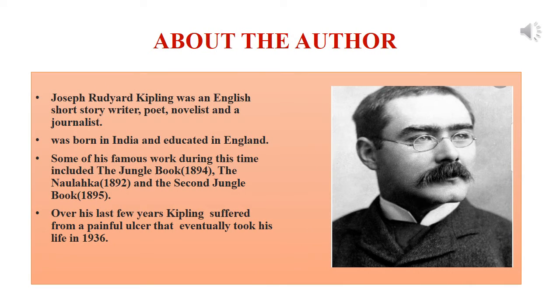Let's pay attention to the author. Joseph Rudyard Kipling was an English short story writer, poet, novelist, and journalist. He was born in India and educated in England. Some of his famous works during this time included The Jungle Book, The Naulahka, and The Second Jungle Book. Over his last few years, Kipling suffered from a painful ulcer that eventually took his life in 1936.